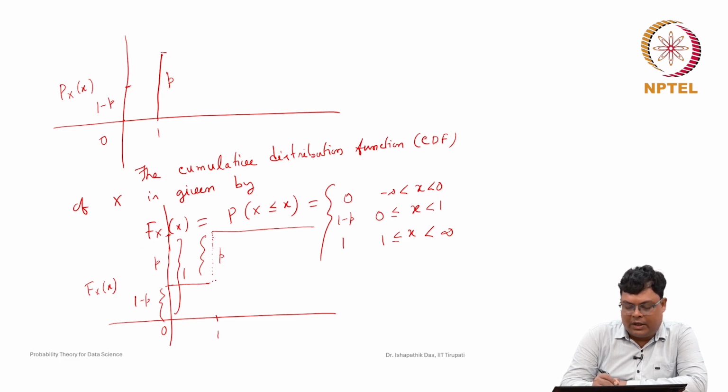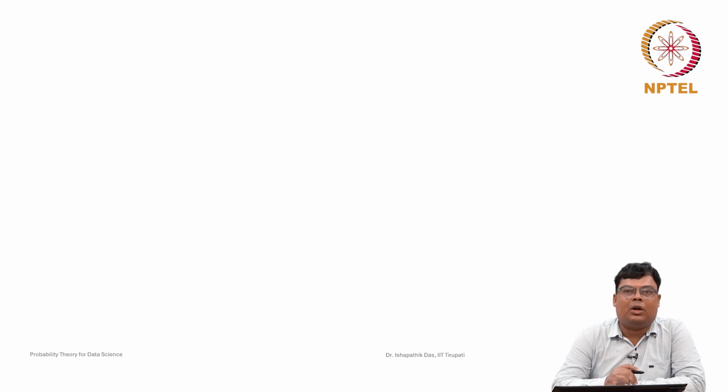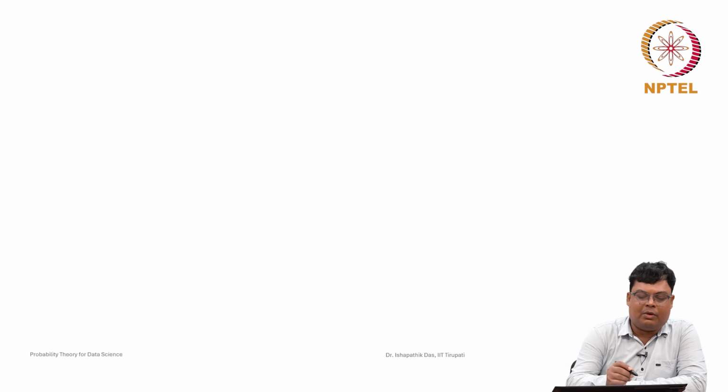It is a step function because it is a discrete random variable. This is the cumulative distribution function. Now, we want to find some more: suppose we want the rth order moment, and also the mean and variance. So, what will be the rth order moment in general?